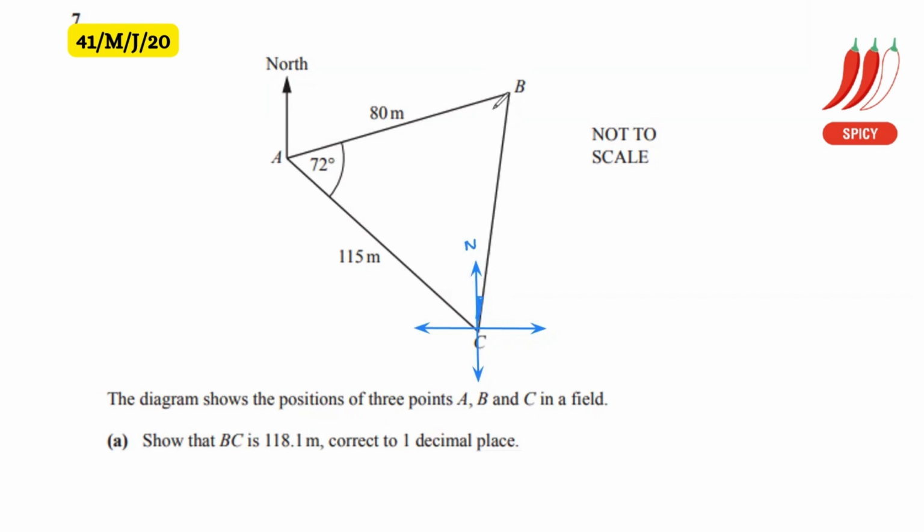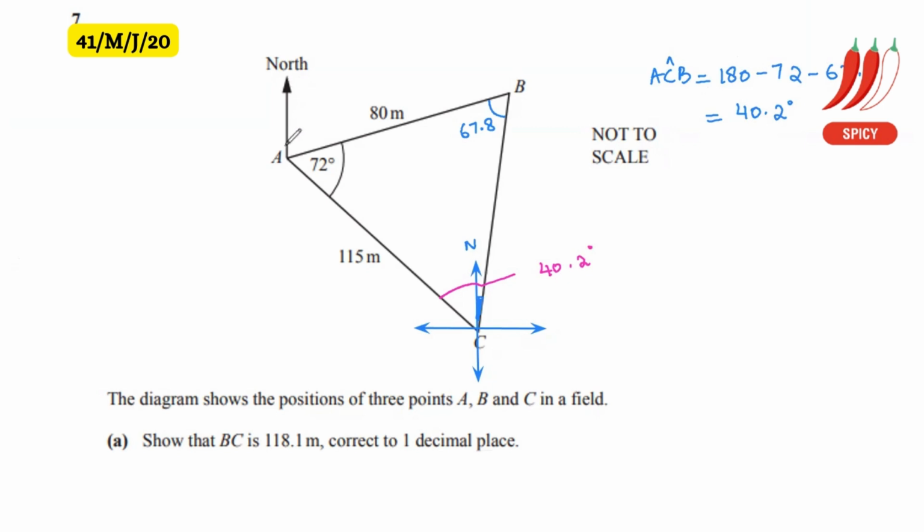Now, if you remember from part B, angle B was found to be 67.8. So we can see we have two angles in the triangle and we need the third one to figure out how to find the bearing. So to find the third one, we will subtract 72 and 67.8 from 180, and that gives us 40.2 degrees. So this entire angle is 40.2 degrees.